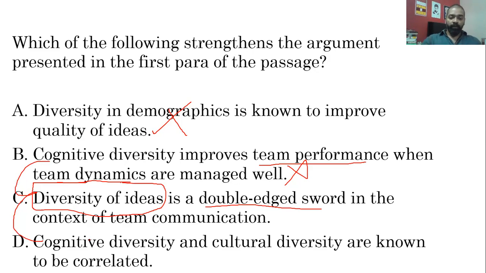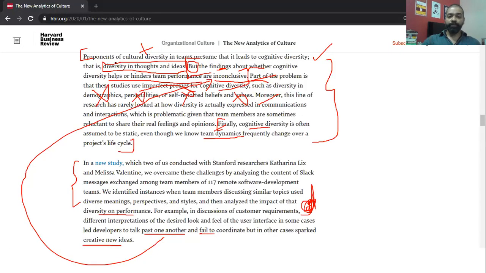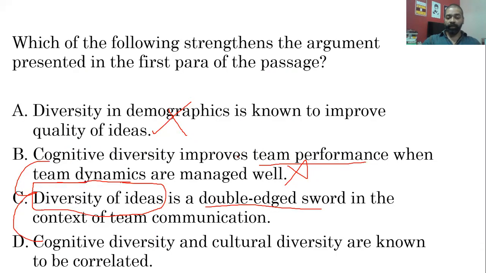Okay. D, cognitive diversity and cultural diversity are known to be correlated. Now, if you go back, what does it say? Proponents of cultural diversity in teams presume that it leads to cognitive diversity. Cognitive diversity and cultural diversity are known to be correlated. So basically it agrees with the first sentence. Does it strengthen the argument? No, because there was a but after this, if you remember, and I have to strengthen the author's argument, right? So this doesn't work. So the answer to this particular question will be option C. I hope you got that right.